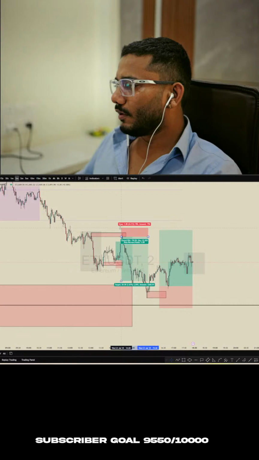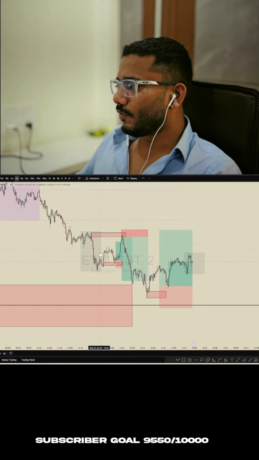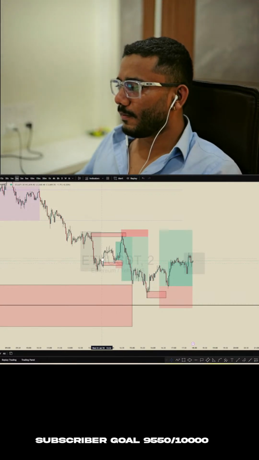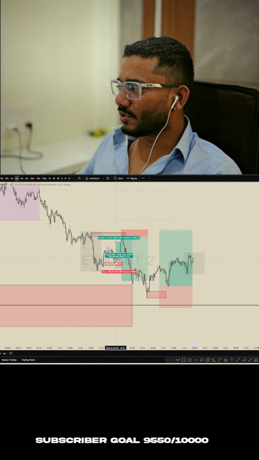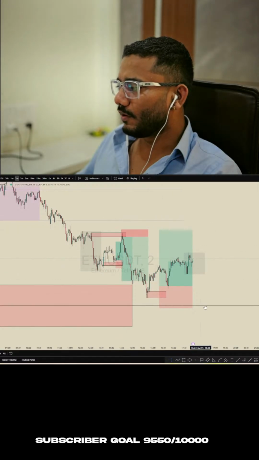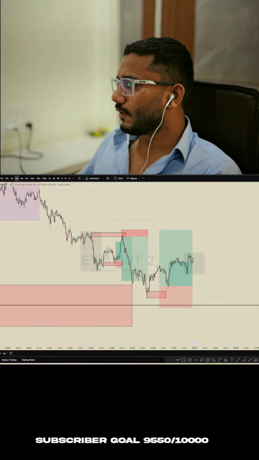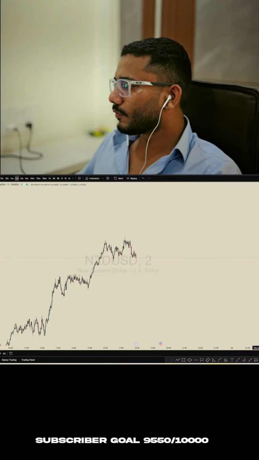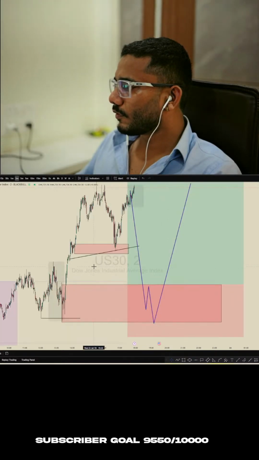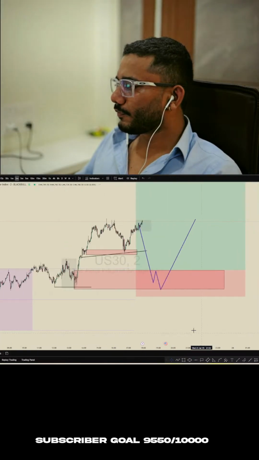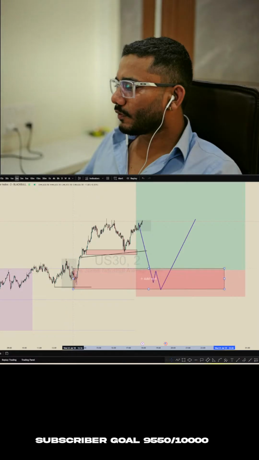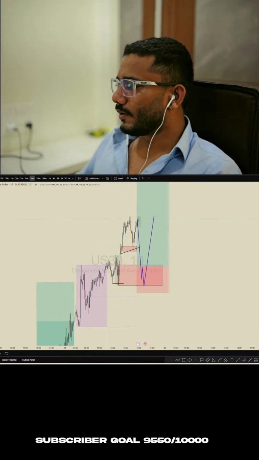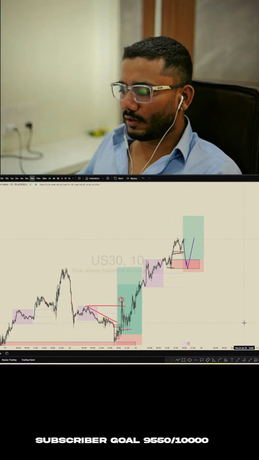Today in the London session, I was waiting for price to create this setup. Price created it, swept the liquidity, broke the structure, and created this setup. Again, price went, and now I'm in the buy side in Ethereum, Sol USDT. So at 7 o'clock, I think price will tap this area.